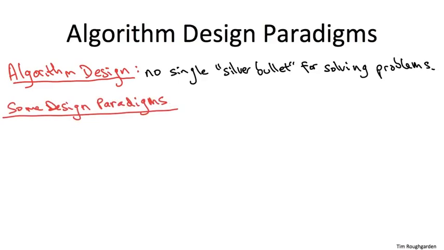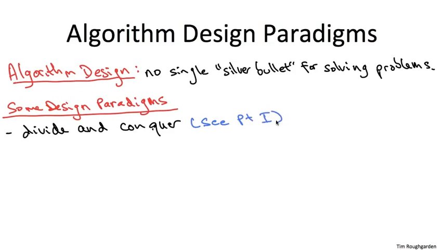Back in part one, we started with the divide and conquer algorithm design paradigm, a canonical example of that paradigm being the merge sort algorithm. So remember, in divide and conquer, what you do is you take your problem, you break it into smaller subproblems, you solve the subproblems recursively, and then you combine the results into a solution to the original problem. Like how in merge sort, you recursively sort two subarrays and then merge the results to get a sorted version of the original input array.